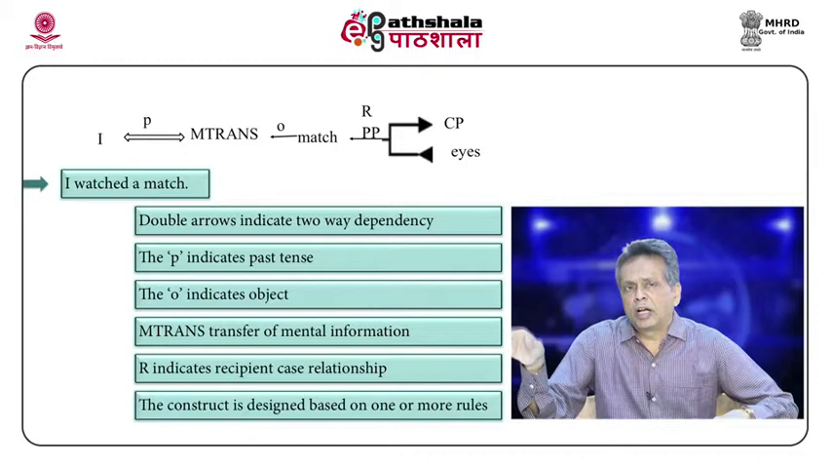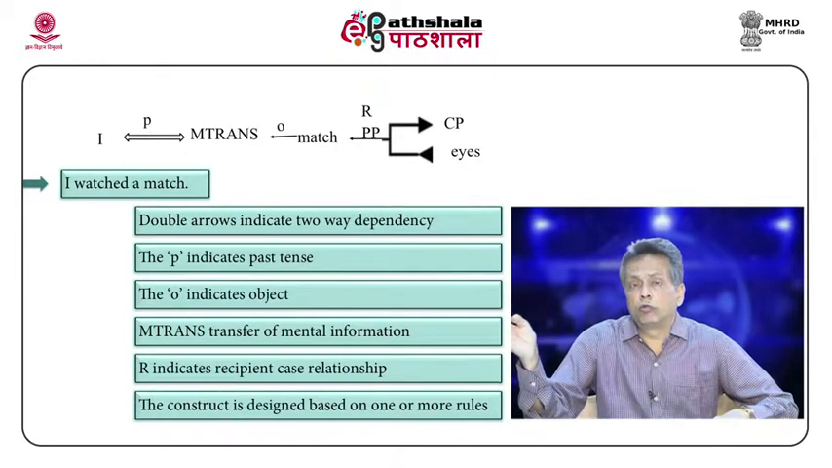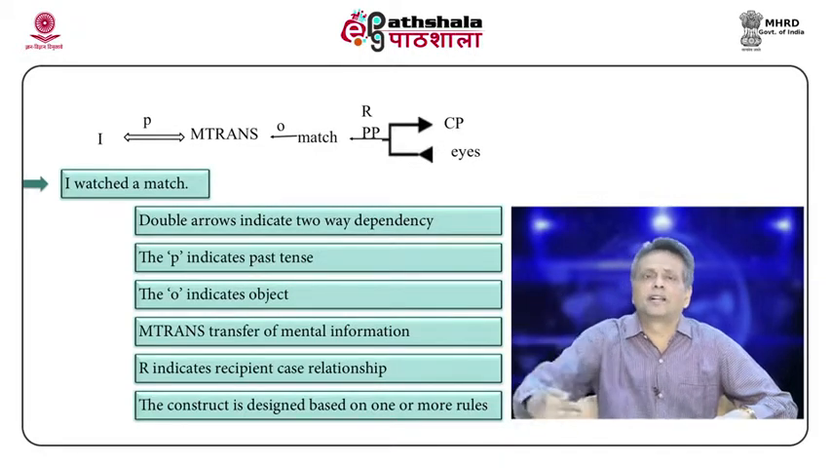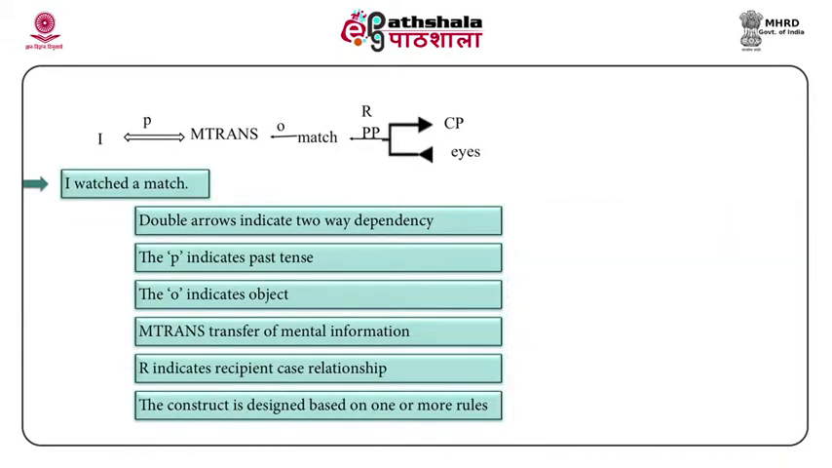Then you have an object. What is the object for M trans? Match. And then there is a recipient case relationship, where the information is coming from I and going to CP. When I am watching a match, that information is going inside my mind. So, that is what is done.